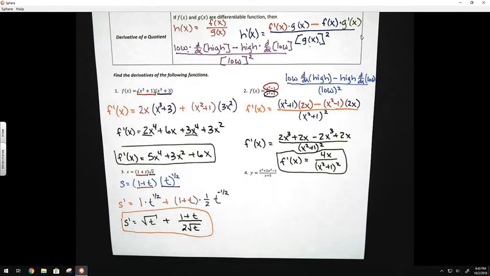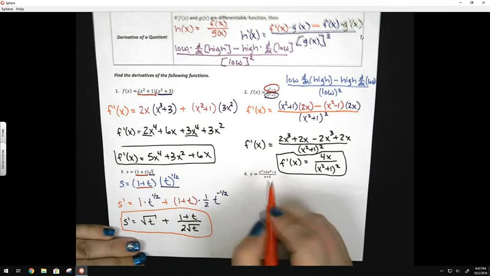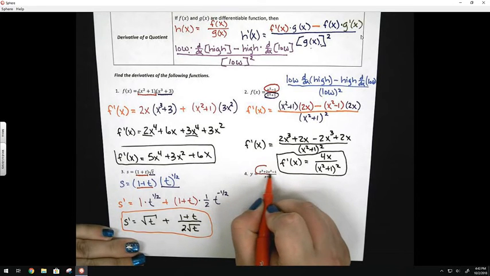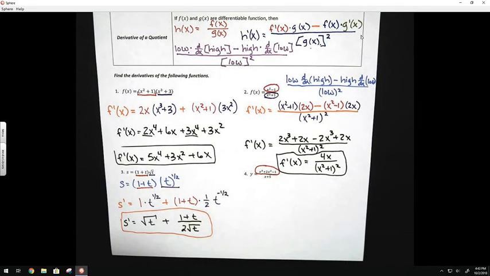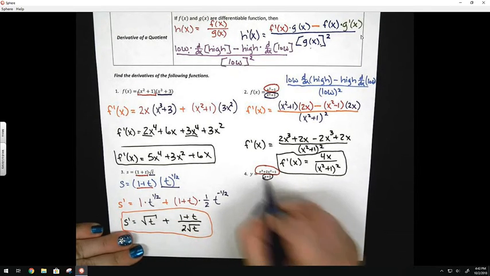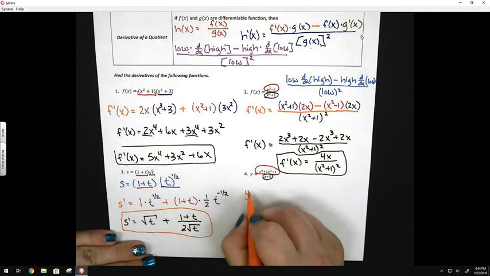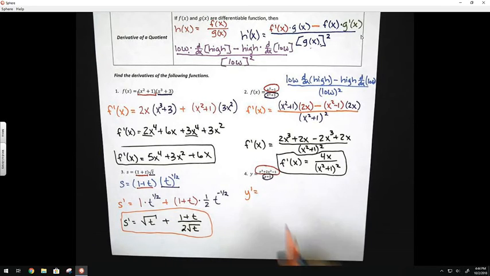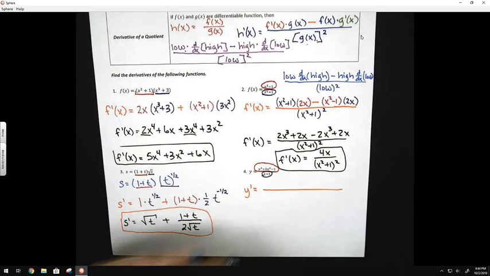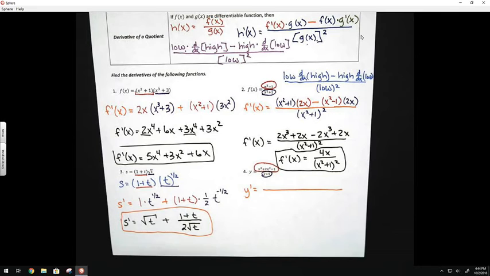Okay, number 4, we're going to go ahead and get started on that. So my high function is x to the third plus 2x squared minus 1. And then my low function is x plus 5. Okay, so y prime is going to be a big, huge fraction. So I'm going to go ahead and do that first. And I need low d high.